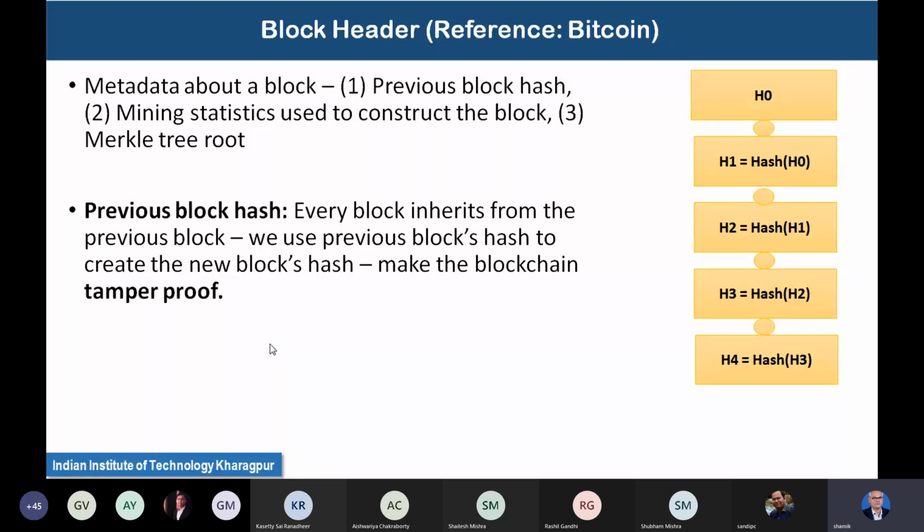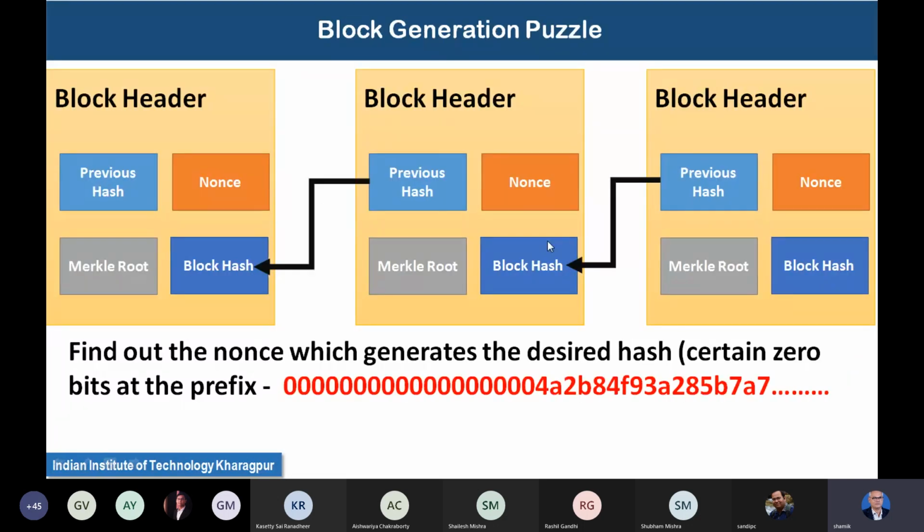So some metadata I have already mentioned, the previous block hash. That is used for calculating the hash of the current block, and linking them together, as we have seen here, from one block we connect to the other block using its hash and so on. So that makes it tamper proof, so that if we change one, we'll have to change it in all other places as well. This is the diagram we have seen before.